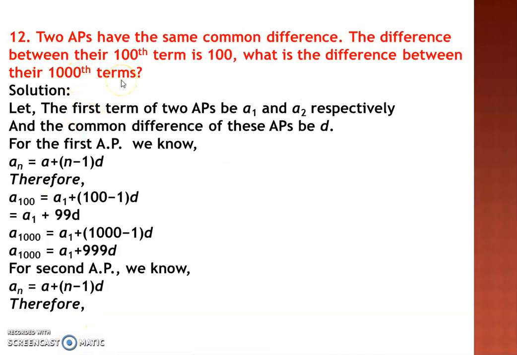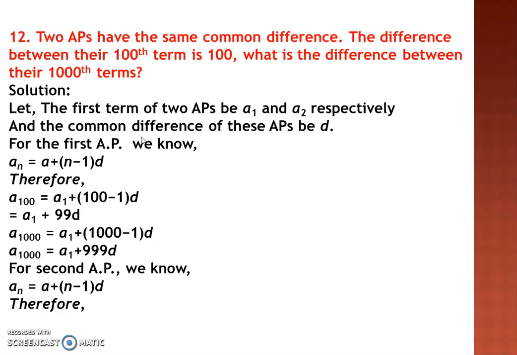So here two APs have the same common difference, it is given. The APs are not given, but it is given that they have the same common difference, and the difference between the 100th terms is 100. What is the difference between the 1000th terms? Now, what differentiates the AP is the first term and the common difference. If the common difference is given as the same, then obviously the first terms of these two APs have to be different. If the first term is also the same and the common difference is also the same, then both APs will be the same. But they are two different APs.